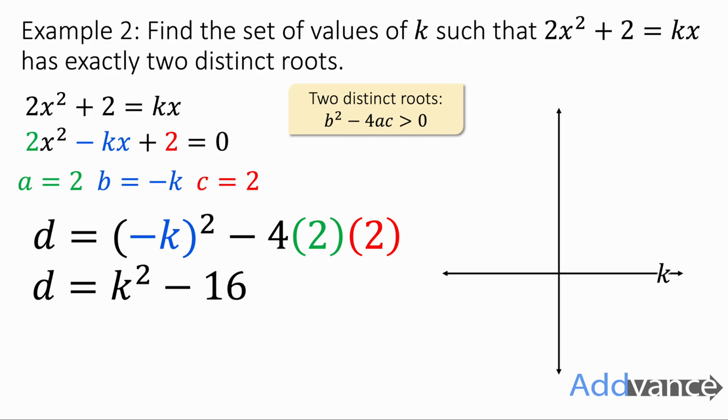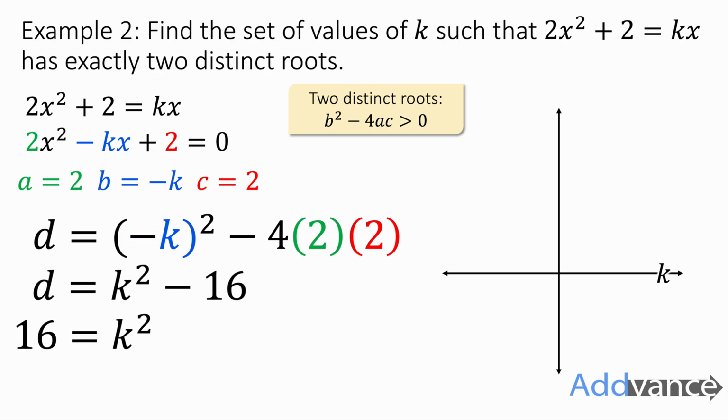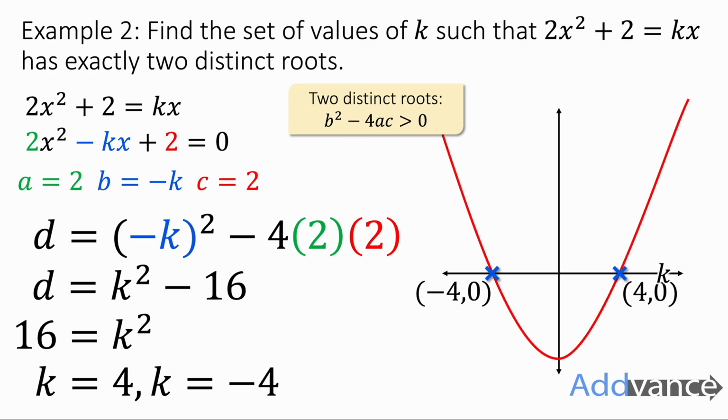So let's find when the discriminant is equal to 0. And we solve that by rearranging and solving. We get k is equal to 4 or k is equal to minus 4. So the discriminant is equal to 0 at minus 4 and 4. But when is it above 0?